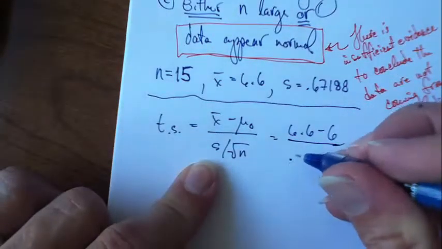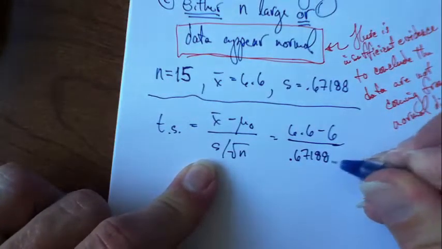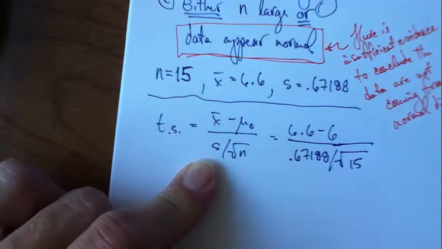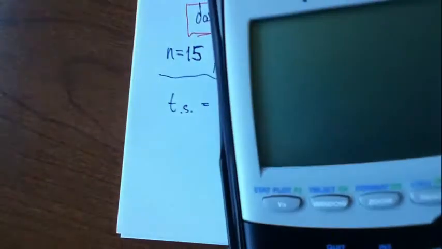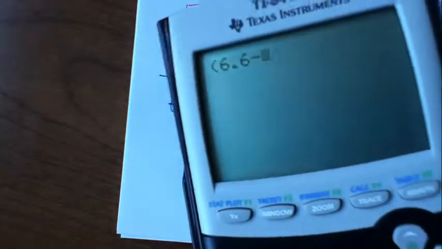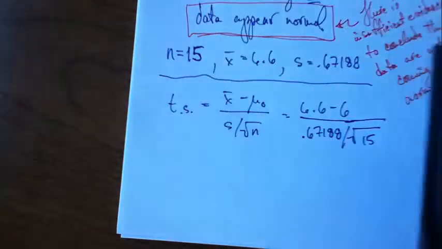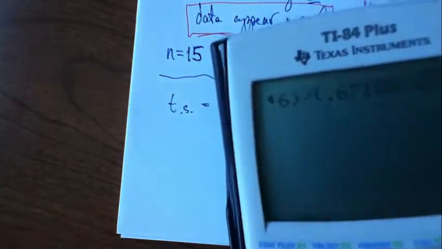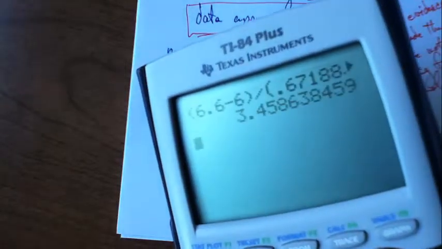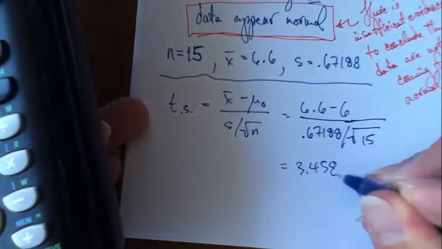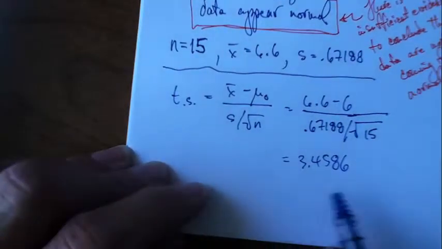And then I'm going to divide this by 0.67188 over the square root of the sample size, 15. So I'll put that in my calculator there. I got 6.6 minus 6 divided by 0.67188 over the square root of 15. 3.4586. I think, just by looking at that, that's probably pretty high.